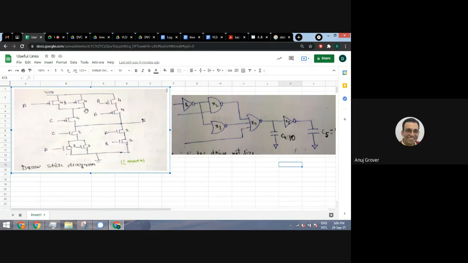Yeah. So in advanced technologies, you cannot bend the poly. In 65 nanometer, you can, but you will see that bending will not really help much. You will anyway have to use metal too.